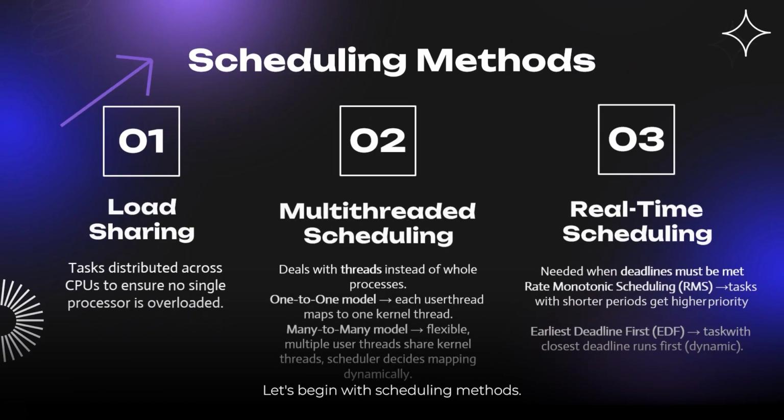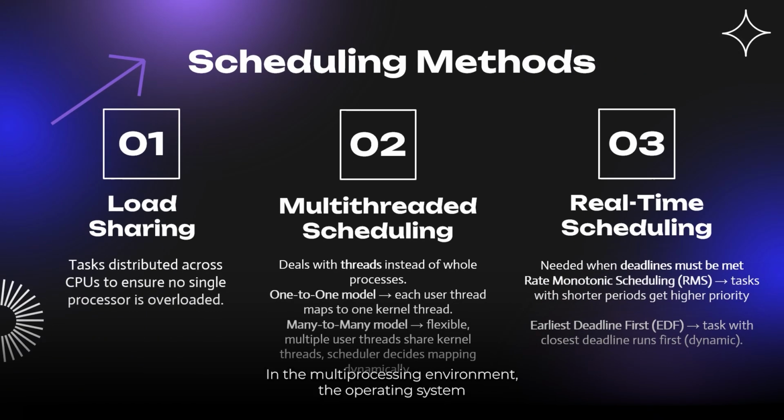Let's begin with scheduling methods. In a multiprocessing environment, the operating system needs to decide which task runs on which CPU and when. This ensures efficient utilization of all processors and prevents any one CPU from being overloaded. There are three major scheduling methods shown here.